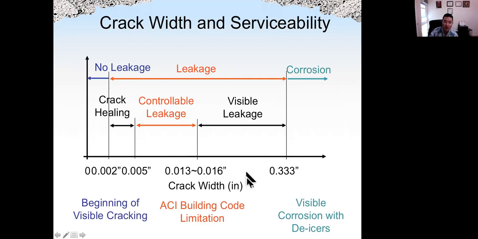So for ACI, the limit for the size of crack is around 0.013 to 0.016 inch. So below that is called controllable leakage. Above that, we have visible leakage. About 0.333, so 1/3 of an inch, corrosion will likely occur.